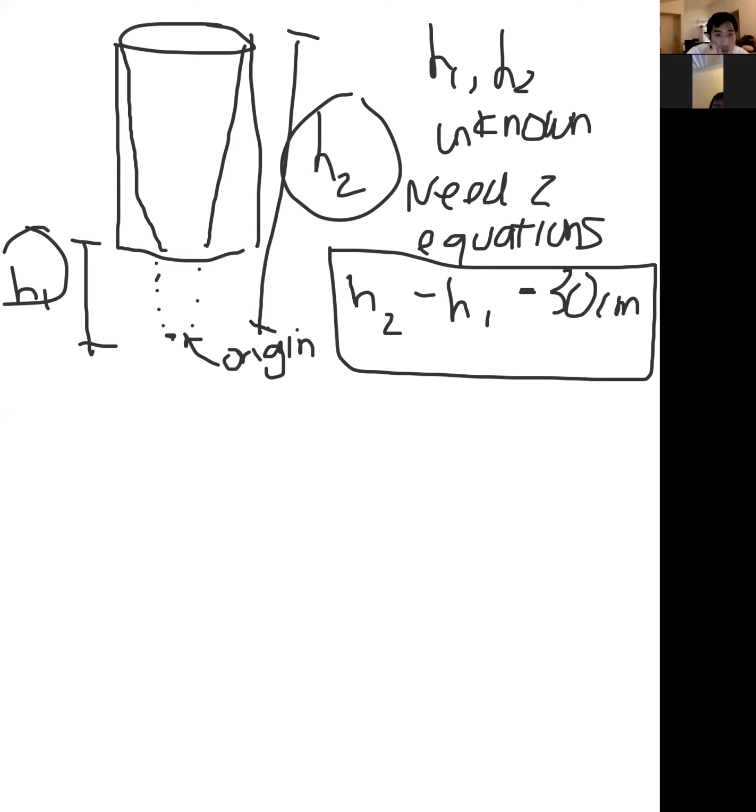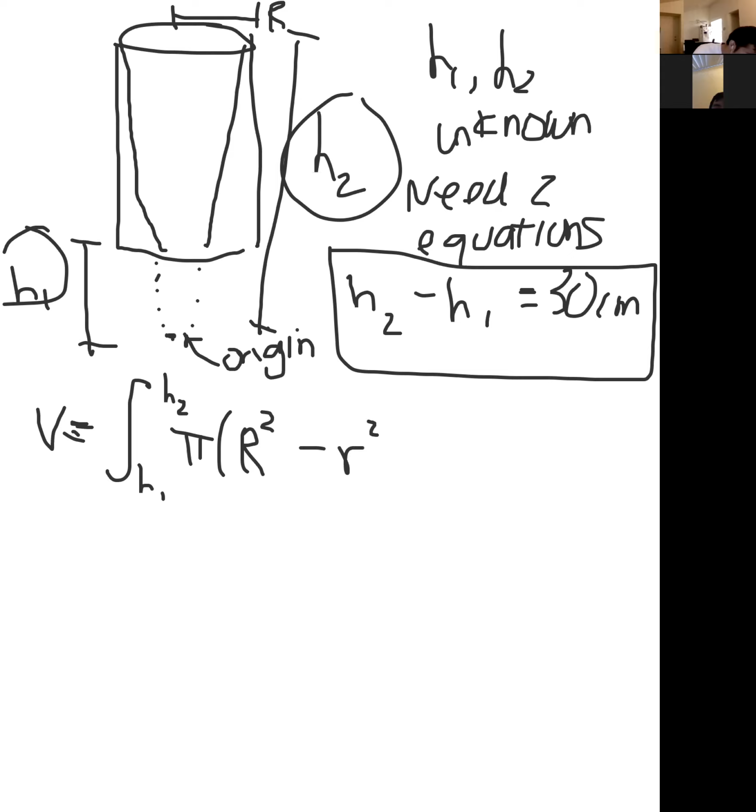So that's one equation that we can use. The other equation is the one that I gave you in the homework document, which is the volume. So the volume of fluid that's inside this cylinder is going to be the integral from H1 to H2 of pi big R squared, where big R is the total radius of the cylinder, minus little r squared of z dz.